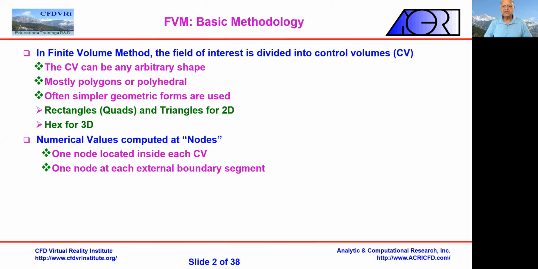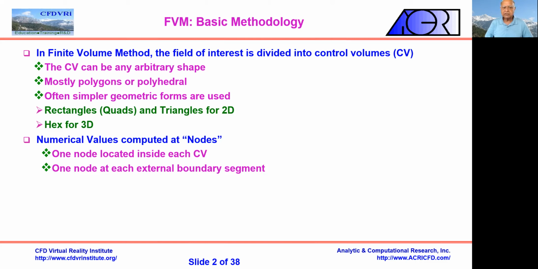The basic methodology of the finite volume method is that the field of interest is divided into a number of control volumes. Each control volume can be of arbitrary shape, and different volumes can be of different shapes. The only requirement is that the field must be completely filled with these volumes with no vacant space left between them. So mostly we use polygons or polyhedra. For simple geometries, sometimes it's better to use rectangles, quads, or triangles, or hexes for 3D. But in theory, you can use any control volume.